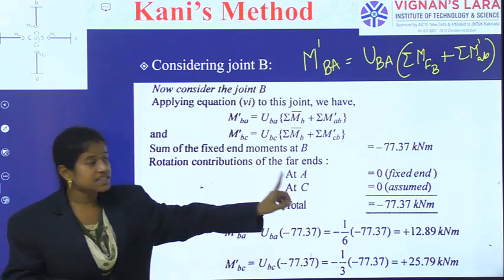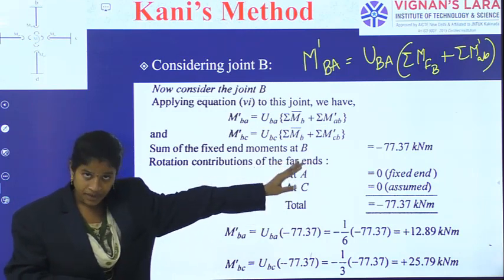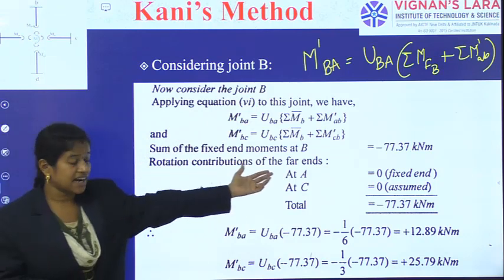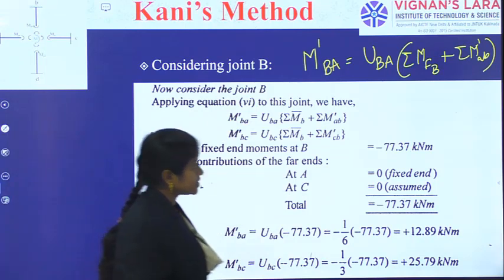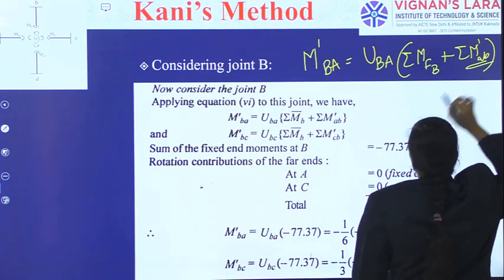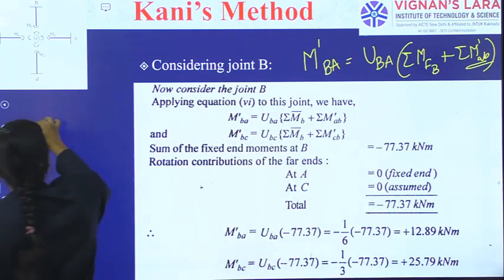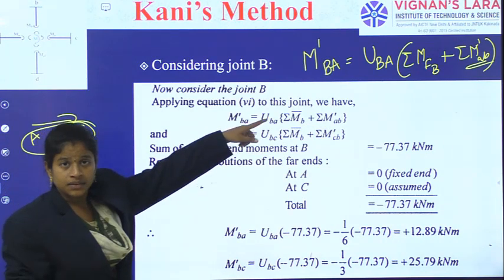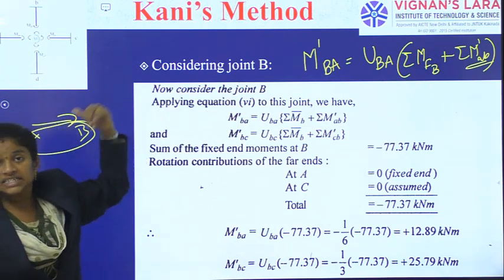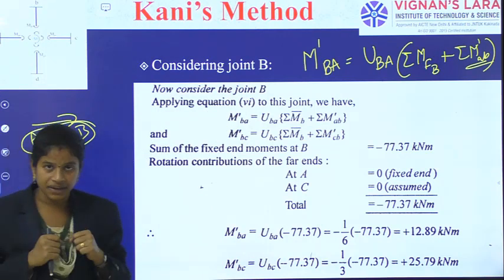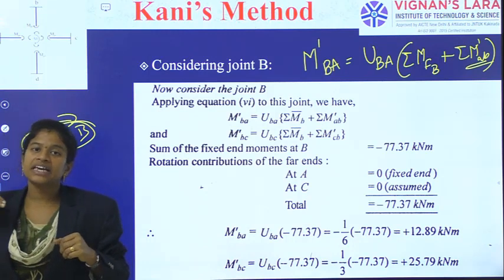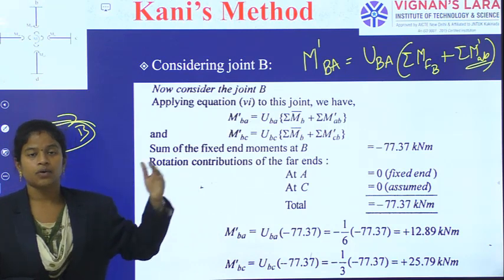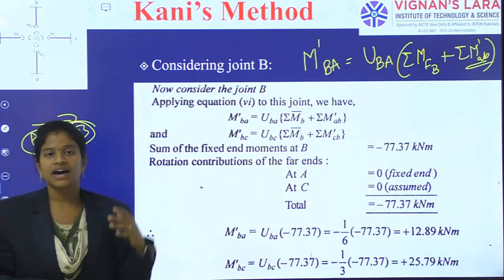Okay, that is minus 77.37 kilonewton meter. That is the fixed moment term. And then I have one more term, the rotation contributions at the farther ends. See here, M dash AB means, at A towards B, what is the rotation contribution? For B, AB is the farther end contribution, because I am at B. For me, A towards B is the farther end contribution. Again I am at B, and C towards B, the contribution is the farther end contribution.